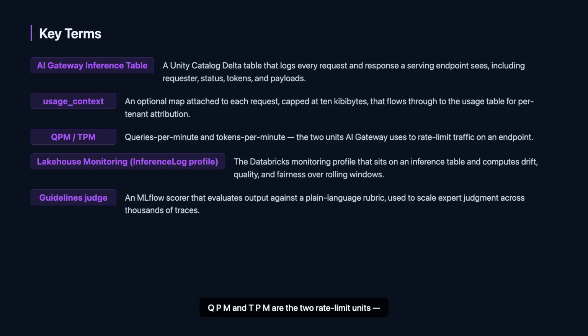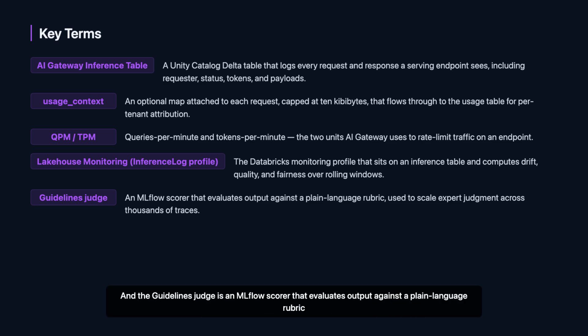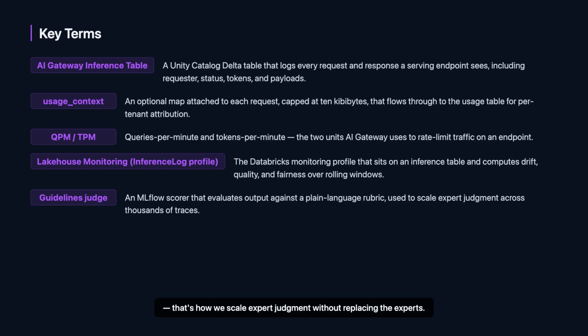QPM and TPM are the 2 rate limit units, queries per minute and tokens per minute. The inference log profile is the Lakehouse monitoring mode that sits on top of an inference table and computes drift over rolling windows. And the guidelines judge is an MLflow scorer that evaluates output against a plain language rubric. That's how we scale expert judgment without replacing the experts.